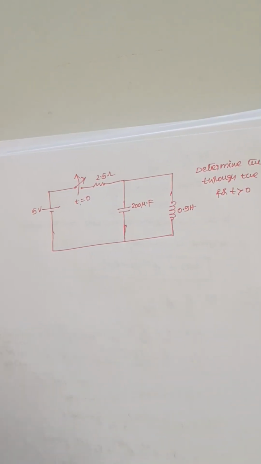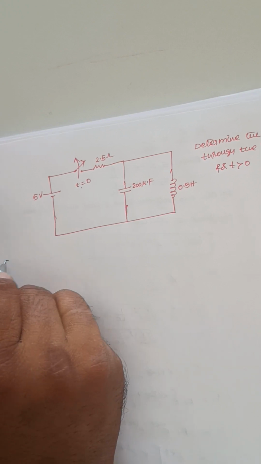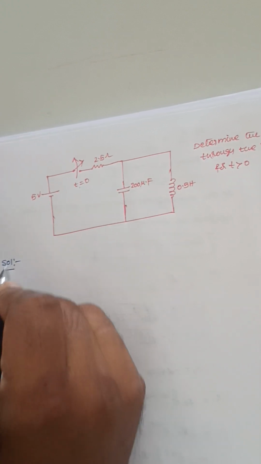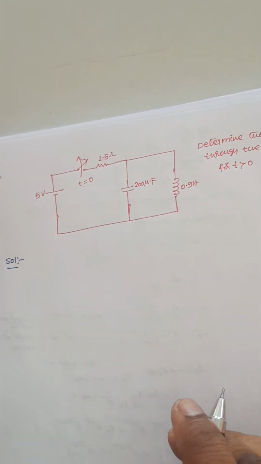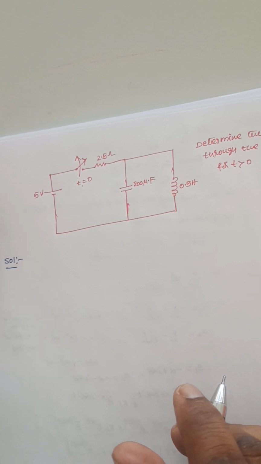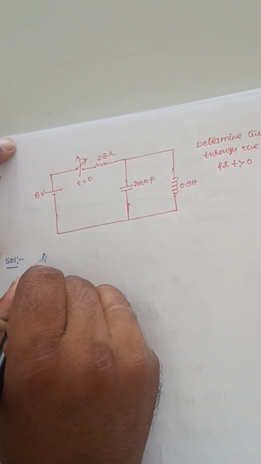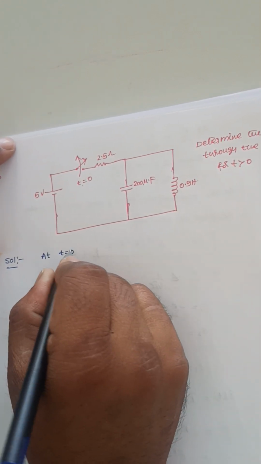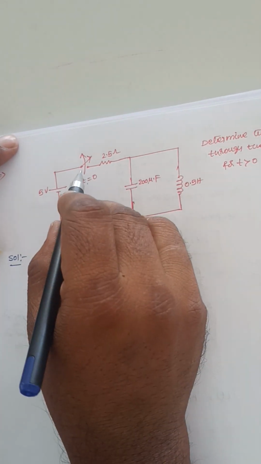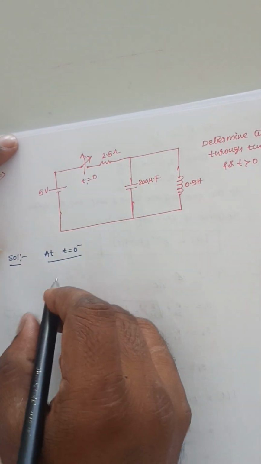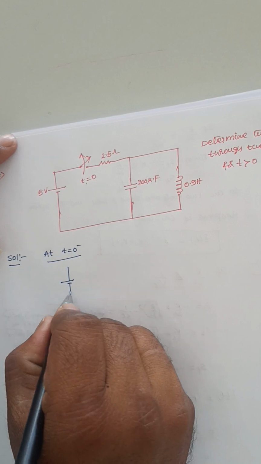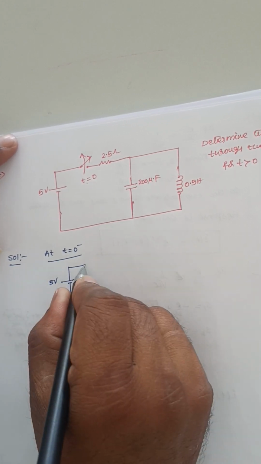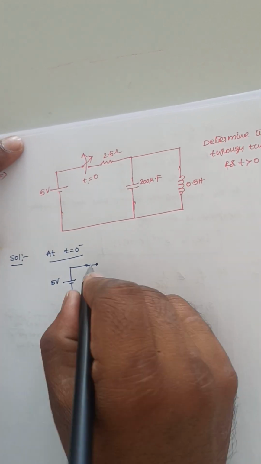For any problem, the first step that we need to do here is finding the current through the inductor at t equal to 0 minus and the voltage across the capacitor at t equal to 0 minus. So draw the circuit at t equal to 0 minus. At t equal to 0 minus, the switch is connected. So it is 5 volts. This switch is connected here.